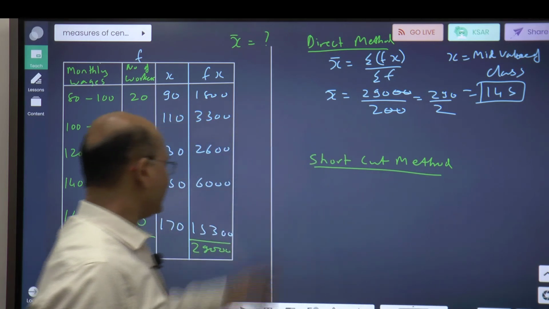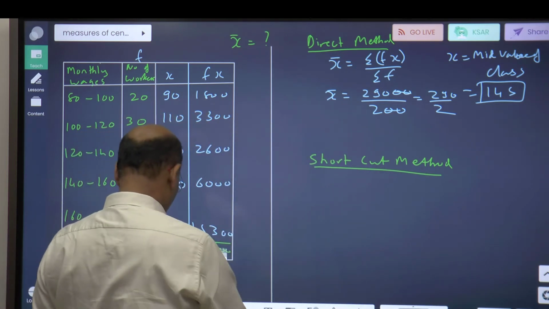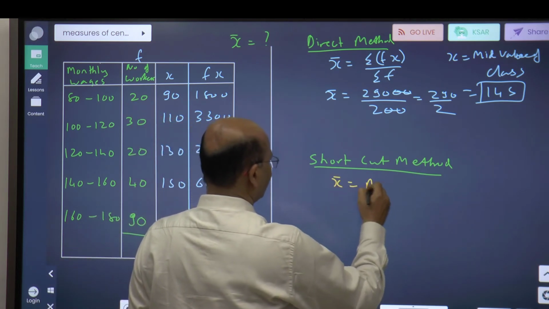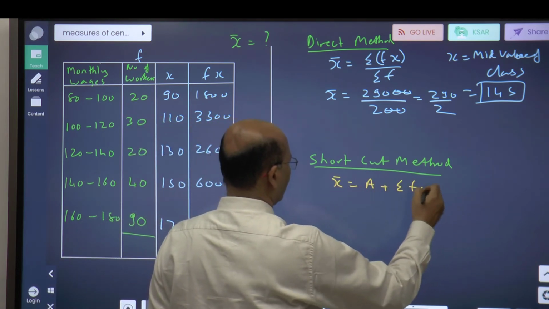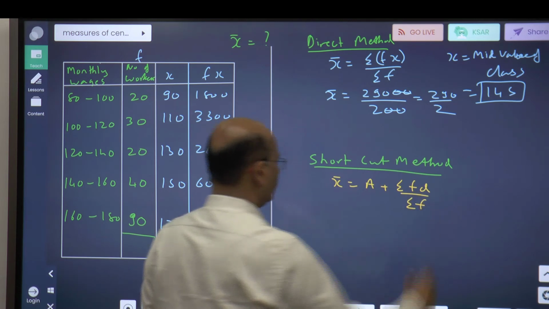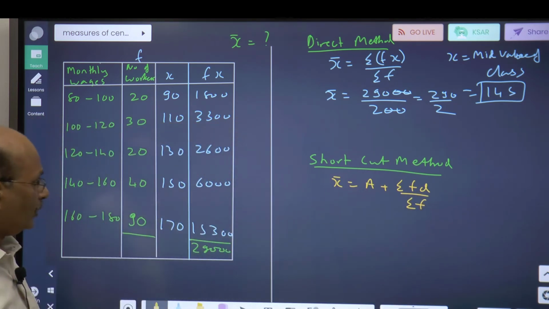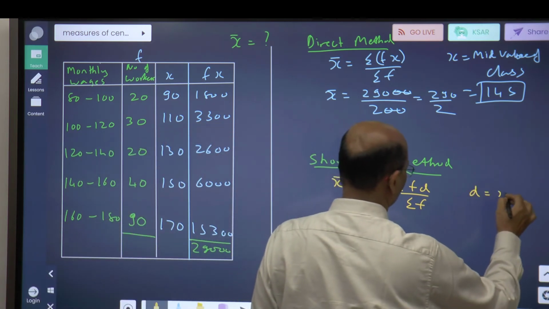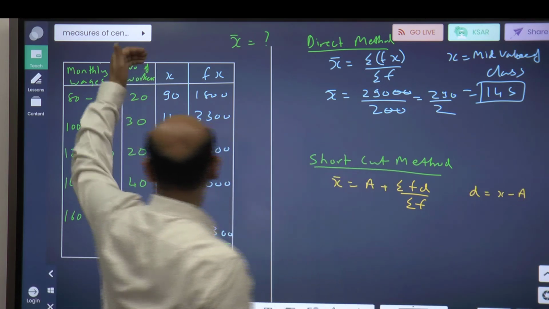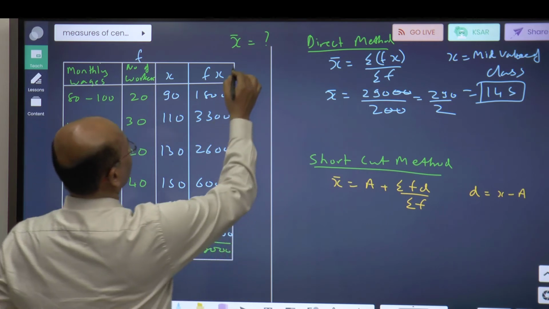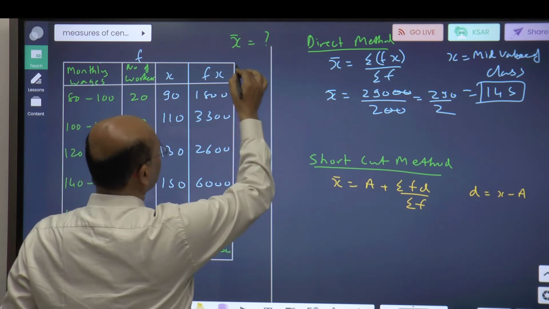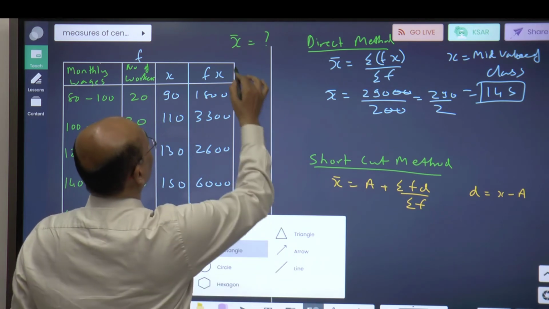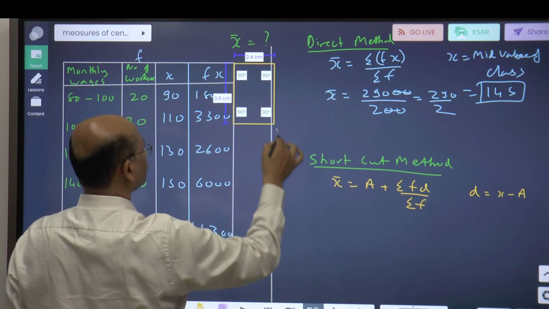Okay guys, let us see what the formula for this is now. x bar is a plus summation fd upon summation f. I am done. Now hold on. So d is x minus a. So I already have x. So what I will do, I will just have to add some columns here. I will do it in this particular part only. So just relax.